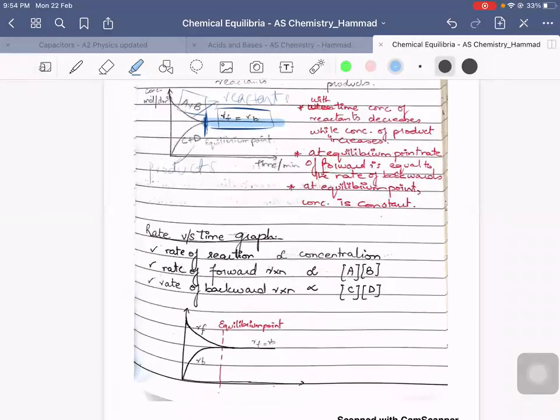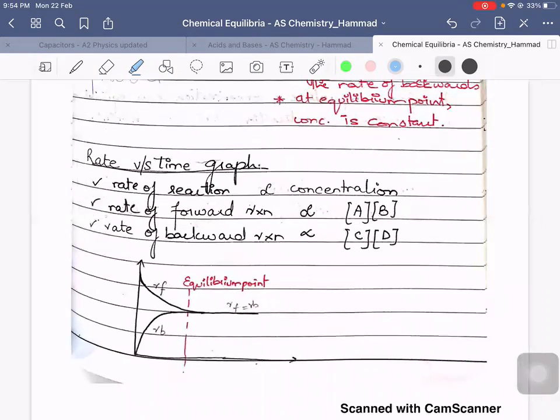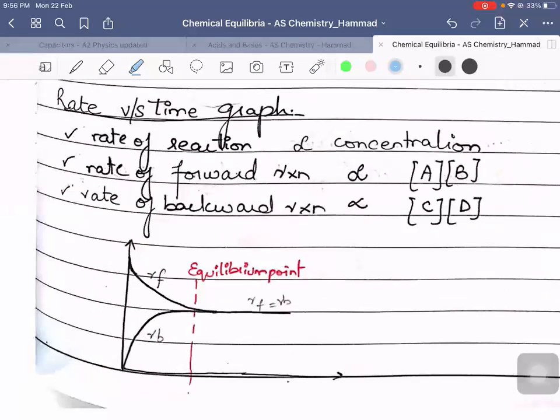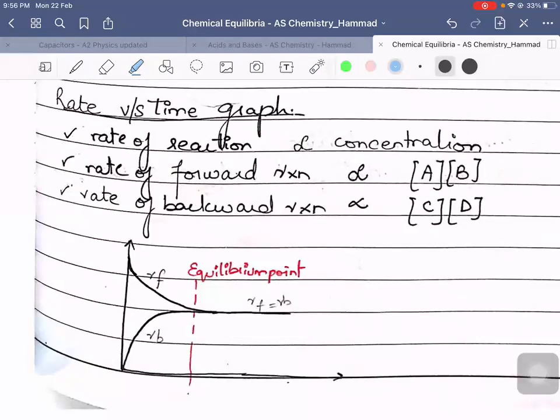If you were to draw a rate versus time graph, again, the rate of the forward reaction is decreasing, the rate of the backward reaction is increasing.